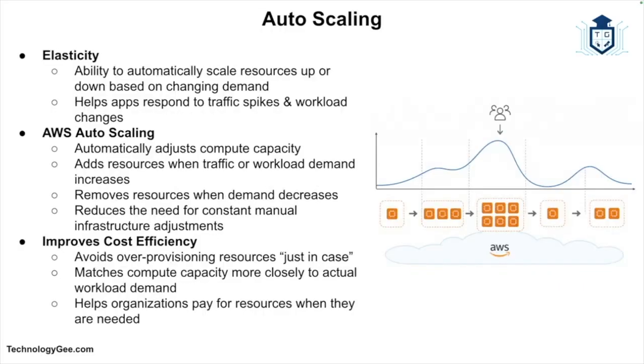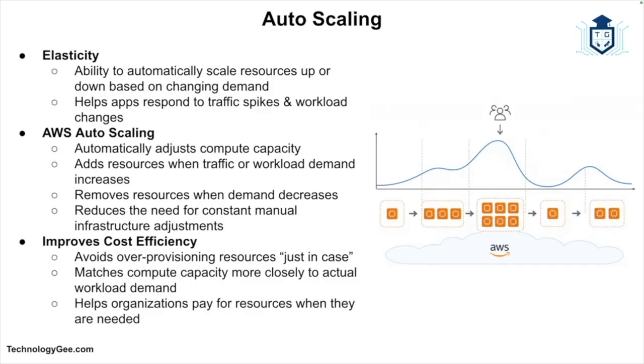All right, so let's move on and talk about auto scaling. So one of the biggest advantages of cloud computing is elasticity, and that is the ability to scale resources up or down based on demand. And this is where auto scaling comes into play. So auto scaling automatically adjusts the number of compute resources based on traffic or workload.